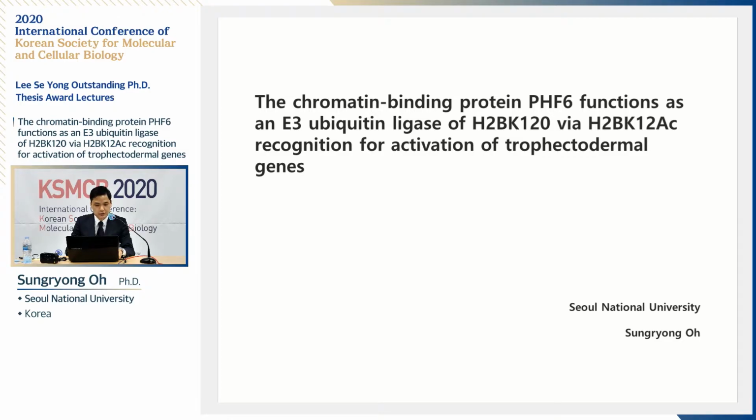The chromatin-binding protein PHF6 functions as an E3 ubiquitin ligase of H2BK120 via H2BK12 acetylation recognition for activation of trophectodermal genes.